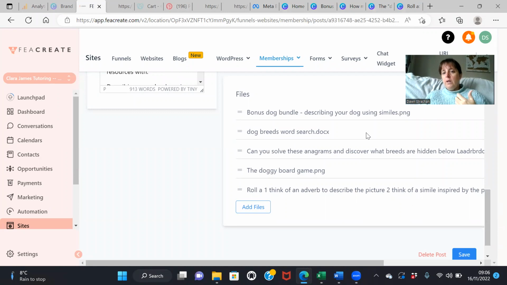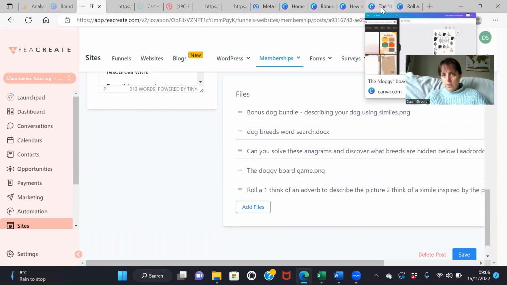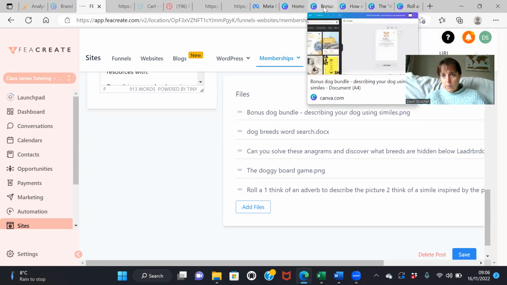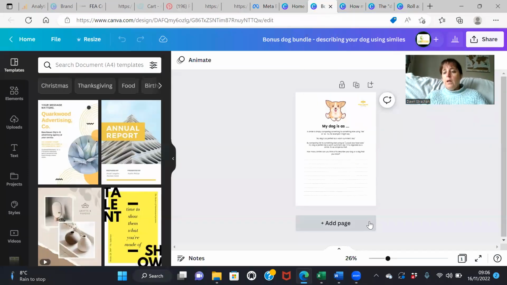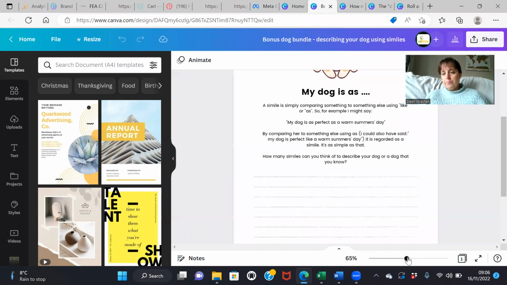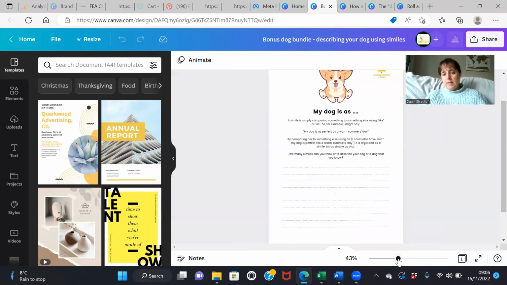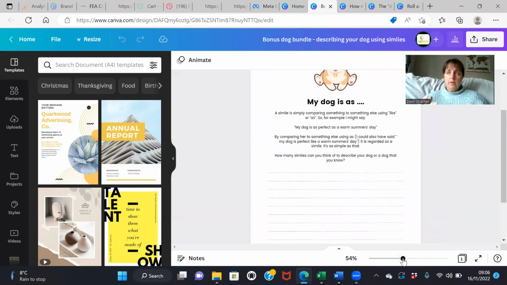There's describing your dog using similes. Here we have a simile, which is basically a term to describe one thing using something else, comparing one thing to something else using like or as. For example, here I've given the example of my dog is as perfect as a warm summer's day.